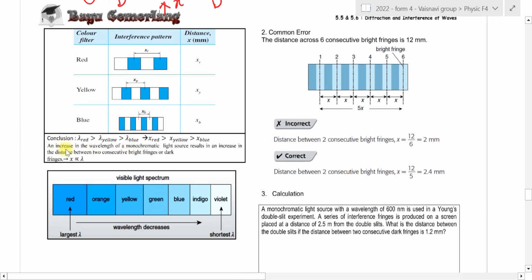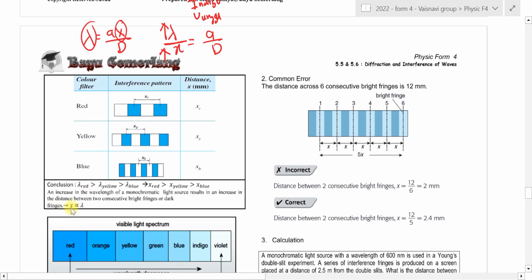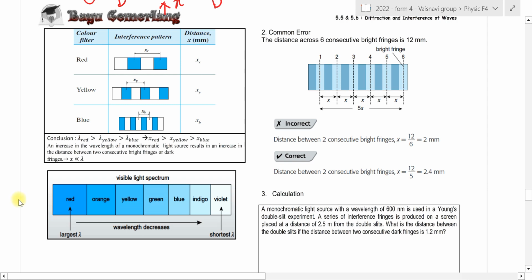Okay. So an increase in the wavelength of monochromatic light source result in increase in the distance between two consecutive bright fringe or X. They just put it in a long sentence. Because your distance between two consecutive bright fringe is directly proportional to the wavelength. Okay? Ingat yang ni. Red, orange, yellow, green, blue, indigo, violet. Longest wavelength is red. Shortest is the violet. Okay, dari kiri pergi ke kanan, wavelength semakin menurun.